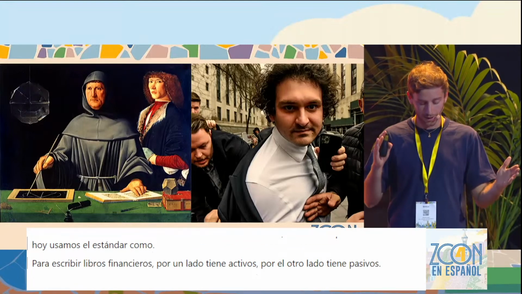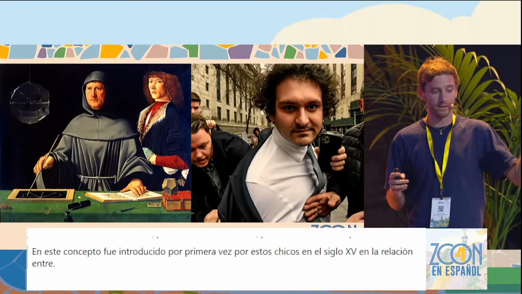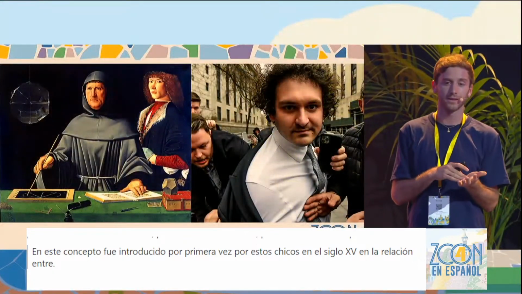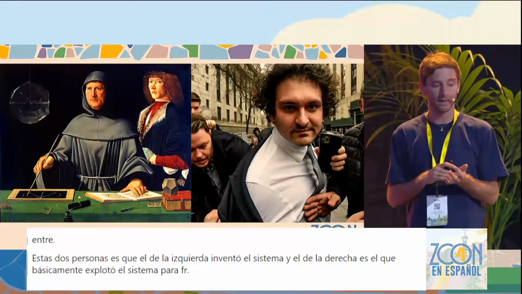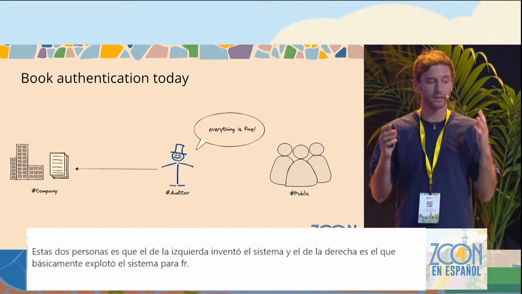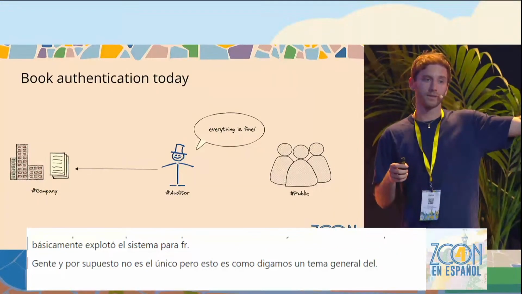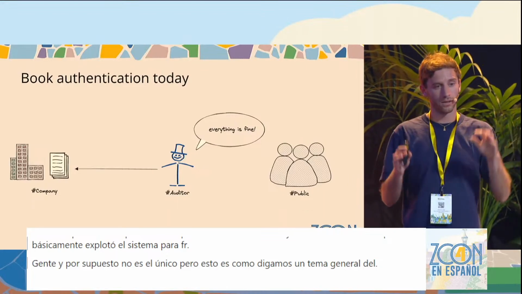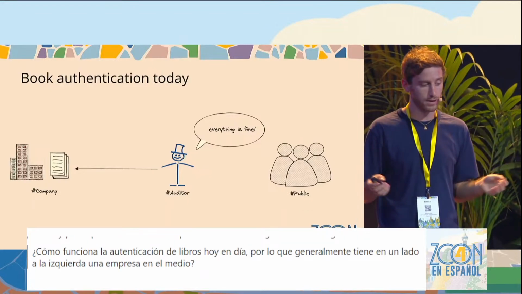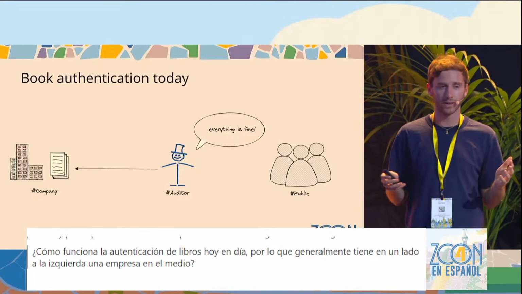And the relation between these two people is that the one on the left invented this system, and the one on the right is the one that basically exploited this system to defraud people. And of course, it's not the only one, but this is, let's say, a general issue of how book authentication works today. Usually you have on the left a company, in the middle an auditor, and on the other side the public, the users, and the public have to trust the auditor when they say that everything is fine.